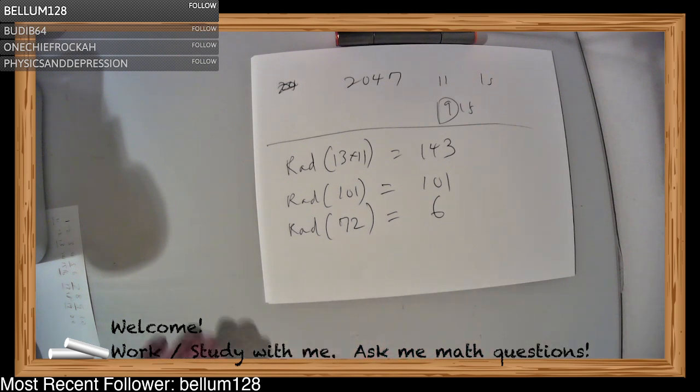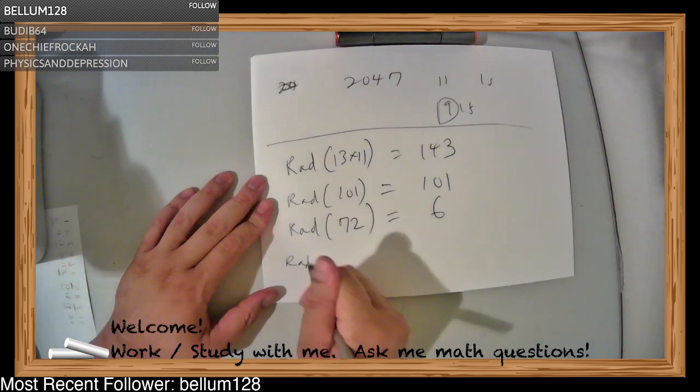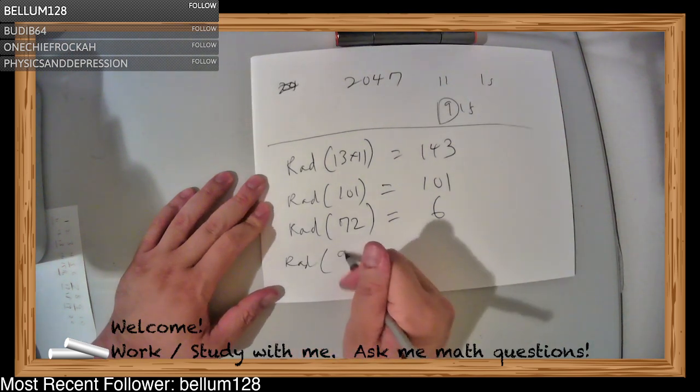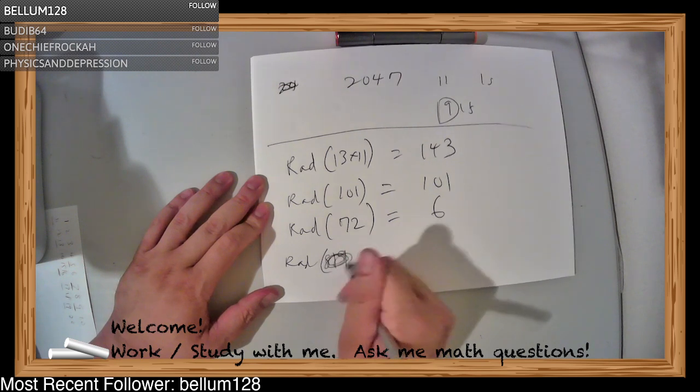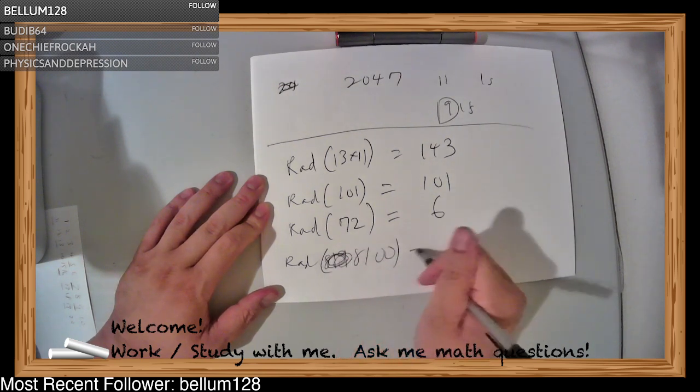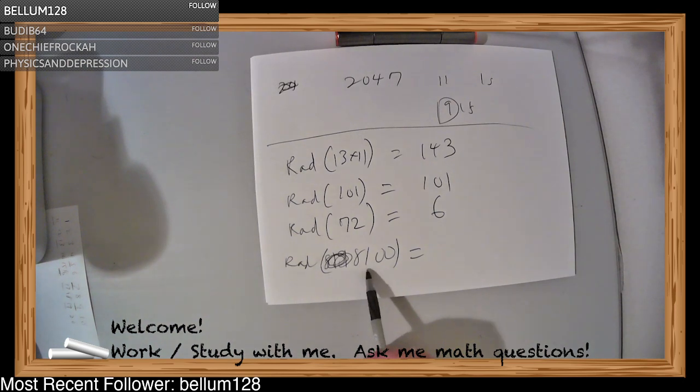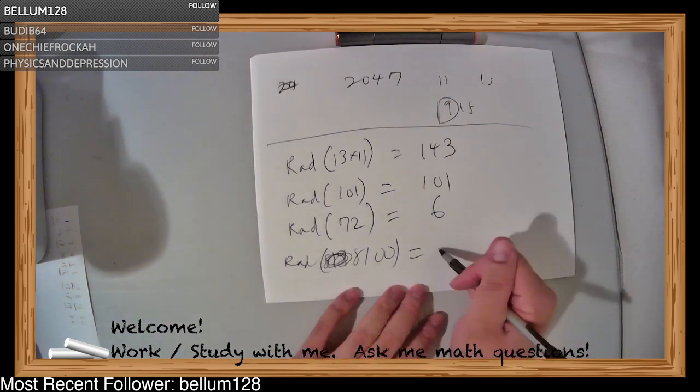Okay, so rad of, let's say, 8100. Oh, let's not make it too big. 8100 is just threes, twos, and fives. So that would be 30.